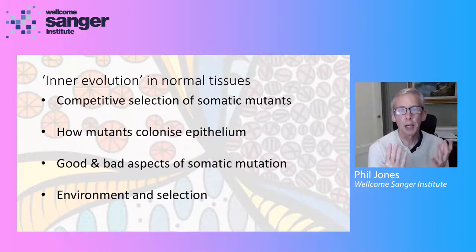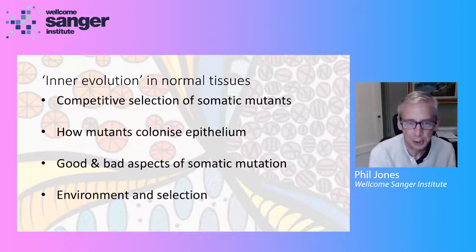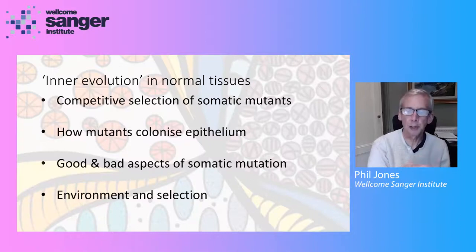So in this talk, I'm going to outline what we know about the competitive selection of somatic mutations in humans, focusing on one epithelial tissue, the oesophagus. And then I'm going to talk about the mechanisms by which some mutations colonize the epithelium, talk about the good and the bad aspects of somatic mutation, and then how we can change the environment and potentially deplete mutations that are undesirable.